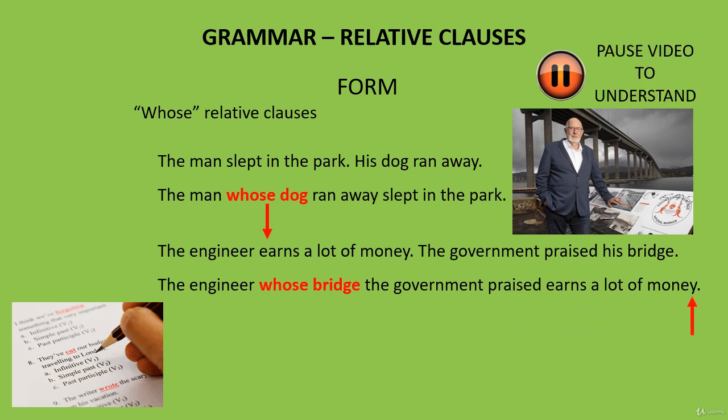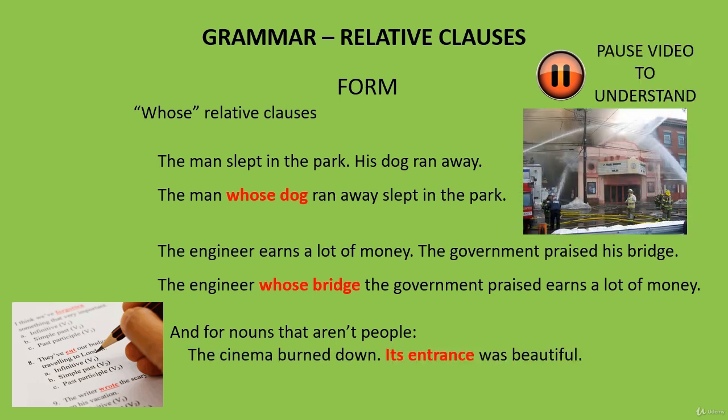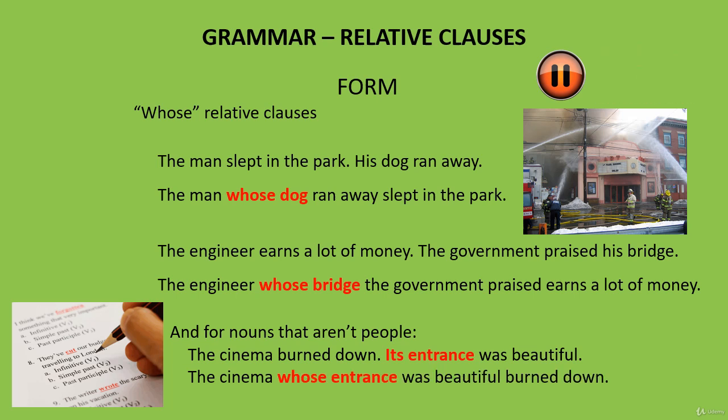Here's another example, but this time we are going to use whose for a noun that isn't a person. The cinema burned down. Its entrance was beautiful. How do we make that into a sentence with a relative clause? The cinema whose entrance was beautiful burned down.